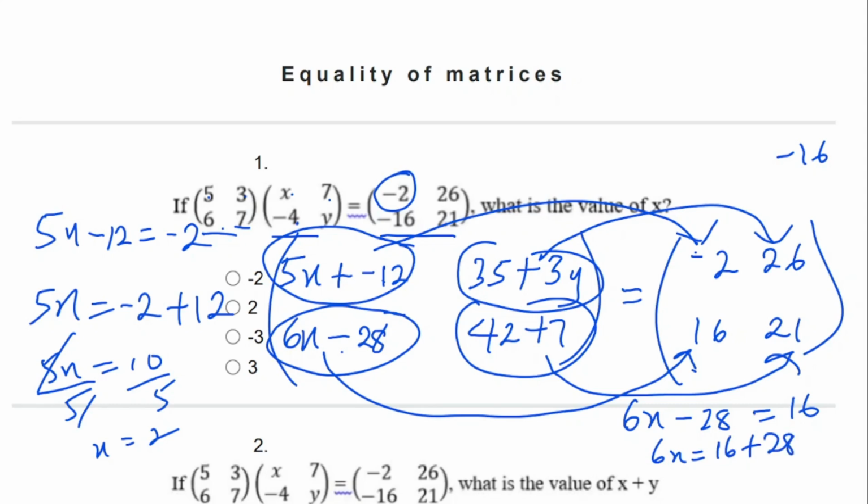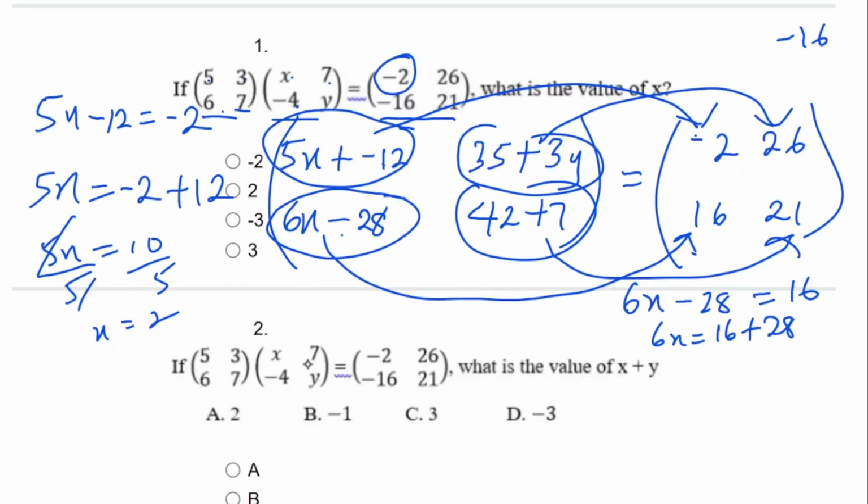So that will give us 6x equals to, when you add this together, 6x minus 28 equals to minus 16. When you subtract this, that will give us 12. Divide both sides by 6. x is equal to 2. See the same thing. So this is the answer. I hope this is very clear, right?